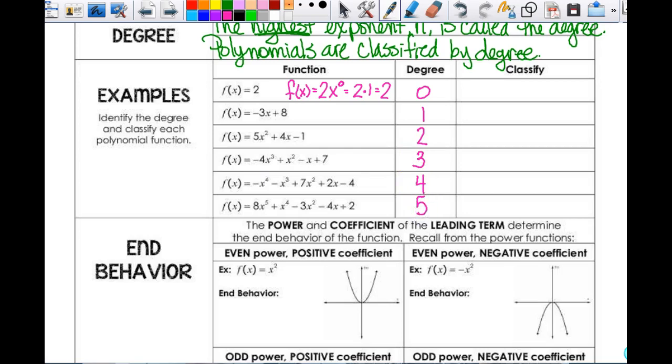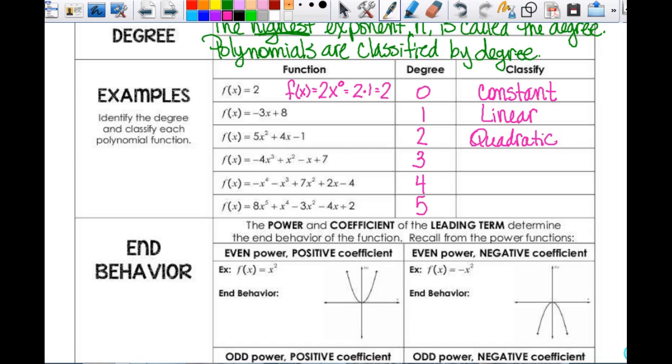So if we're going to classify it, if I just have f of x equals a number, then that is a constant function. If my x is to the first power, this one is linear. Squared. Think about what that word is. For some reason we still struggle with that word, even though you've heard it a bazillion times. That would be quadratic.